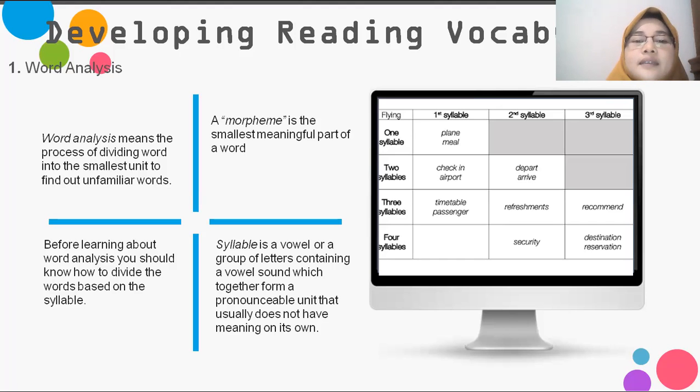And then words that have three syllables, such as table, passenger, refreshment and recommend. So these are three syllables. And then words that have four syllables, such as security, destinations, reservations. So they have four syllables.